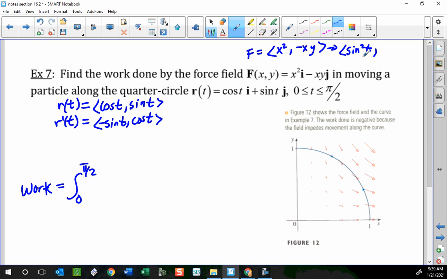And negative x times y, I'm going to get, oh my gosh, I did that again. I was using the derivative. I wasn't supposed to use the derivative, I was supposed to use the original. I'll get cosine squared, sorry. And then I'll have to do negative x times y, so I'll get negative sine times cosine, or cosine times sine.